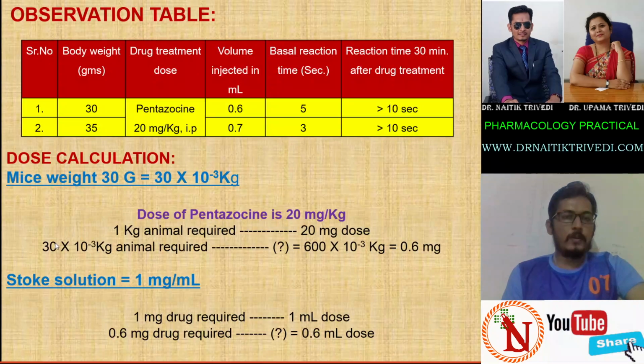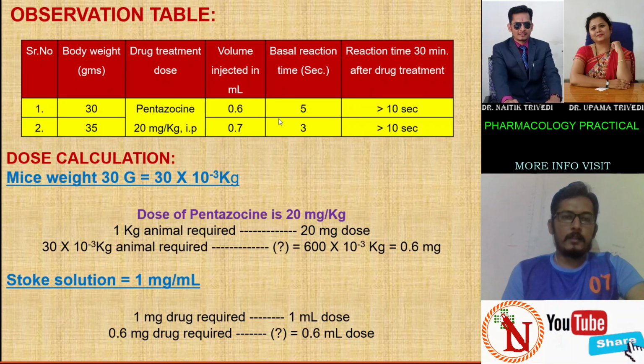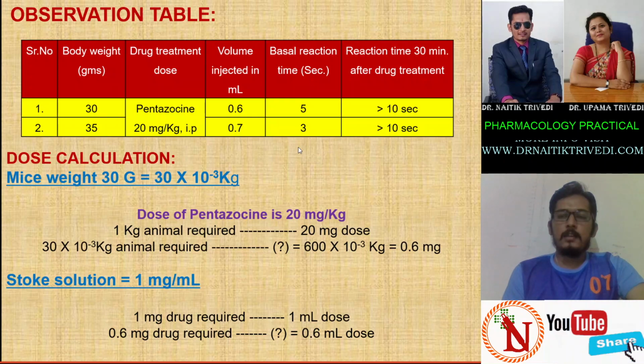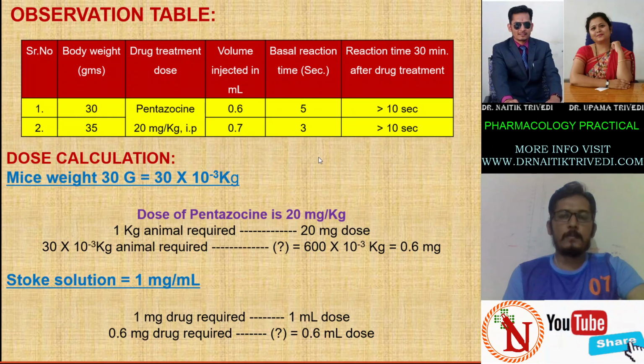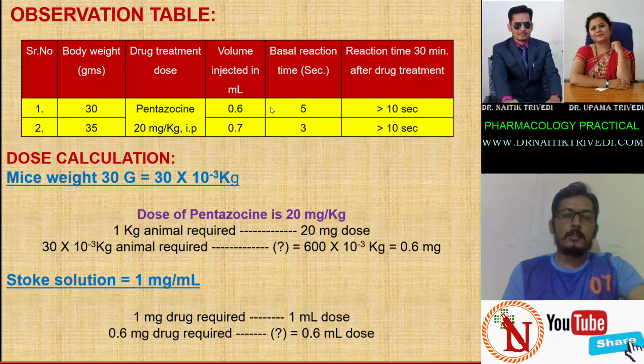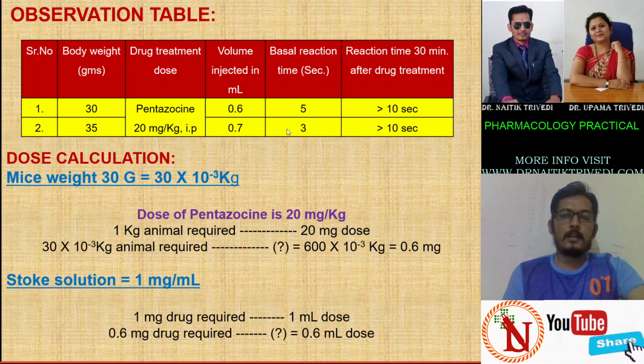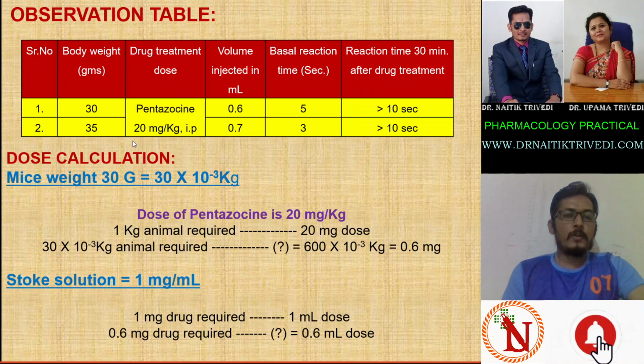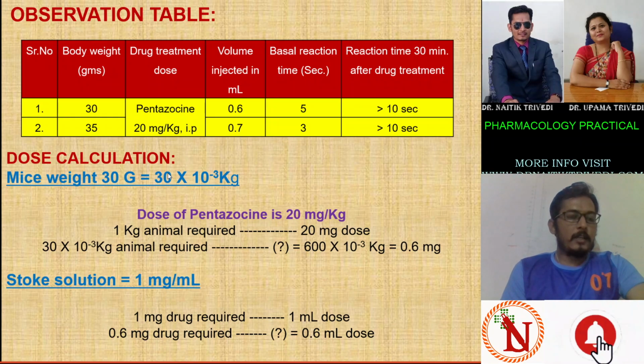Here there are two methods: the heating wire tail flick analgesiometer and the radiation analgesiometer. In both, when we treat the animal with the analgesic drug, the reaction time increases. But consider 10 to 12 seconds as a cutoff time. If the animal does not move its tail, then we need to withdraw that animal from the instrument. So this one is the tail flick method.